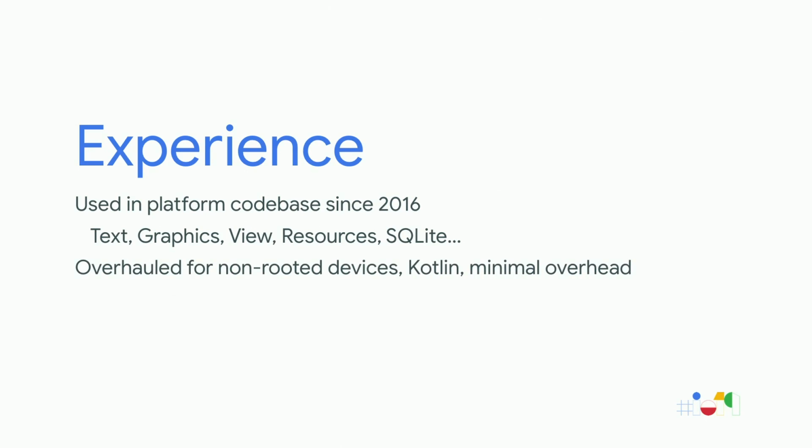But more recently, we've overhauled it for non-rooted devices. We've switched over to Kotlin, which gave us some really nice benefits in terms of function inlining for that measurement loop, and allowed us to minimize overhead. So now libraries such as Room, Navigation, and Slices all use our benchmarking library to make improvements.